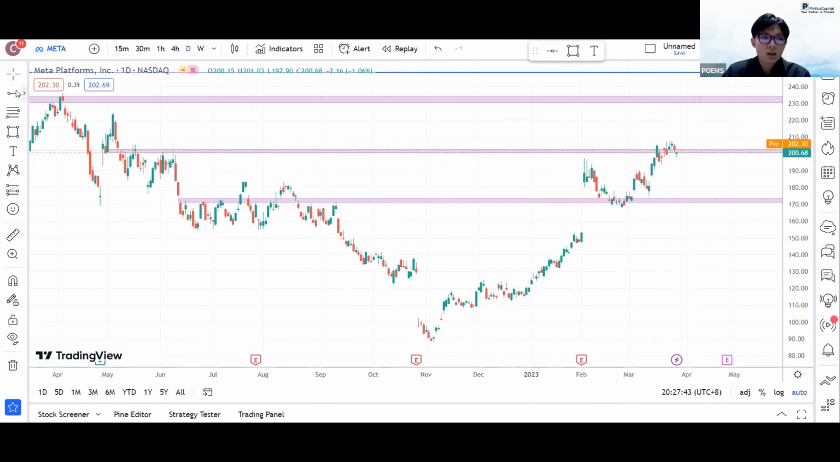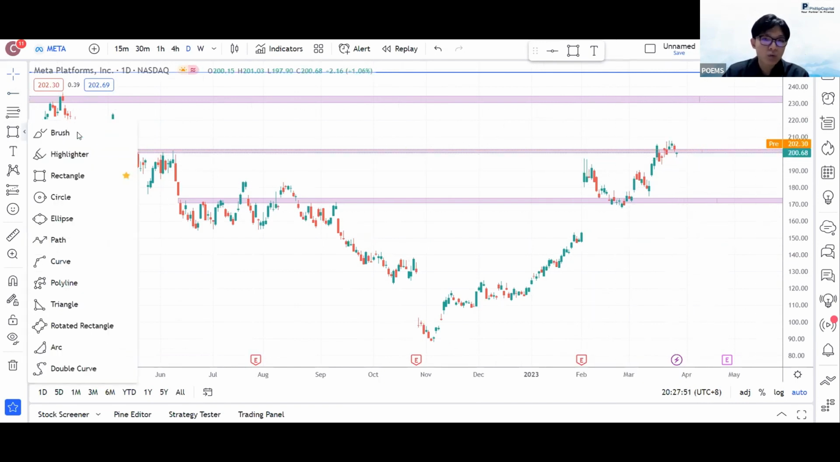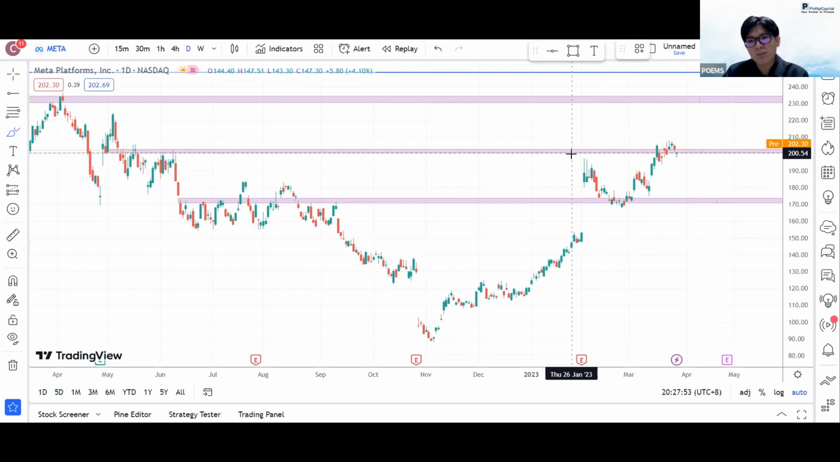Short-term bullishness. But as of the current price action, it is stuck in this range area, as you can see, from 170 towards the 200 level. So if you were to put this into options, how can you go into options with this?